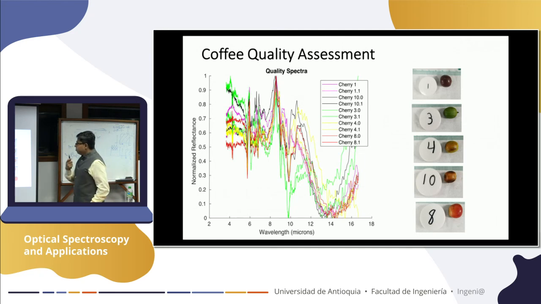Next, we did some measurements on coffee beans just to understand the coffee quality. It's a very quick scan, and I think it needs a bunch of work to identify what is called quality, which is subjective. But the point is that you can identify the spectral signature of various coffees through the FTIR measurement.